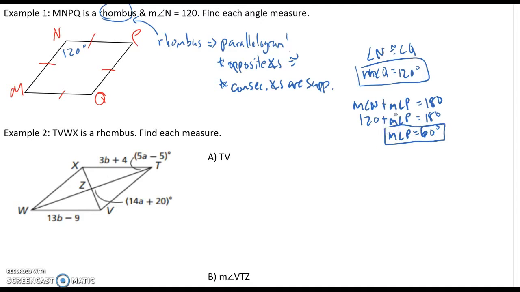All right, and we're almost done. Since angle M is congruent to angle P, since our opposite angles are congruent, I can say the measure of angle M is also 60 degrees. So there's 1, 2, 3, those last three angles.